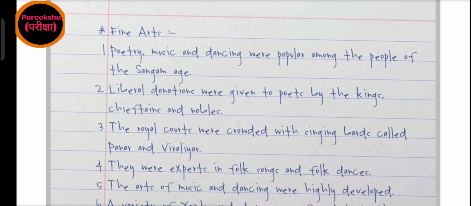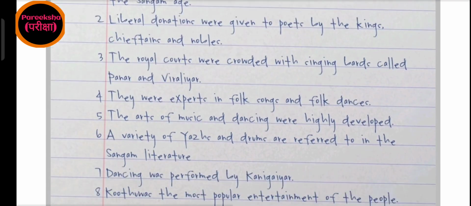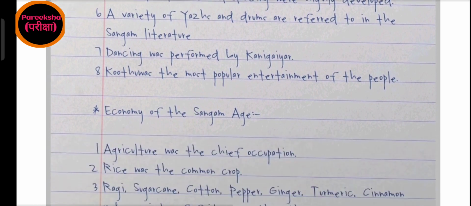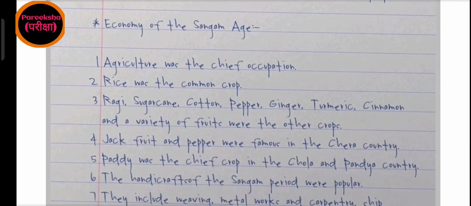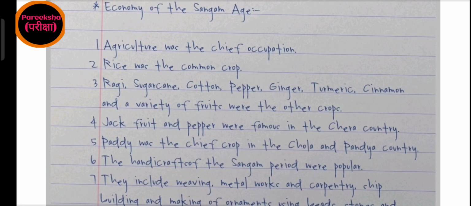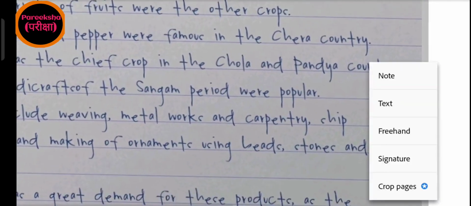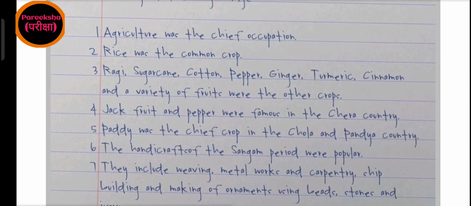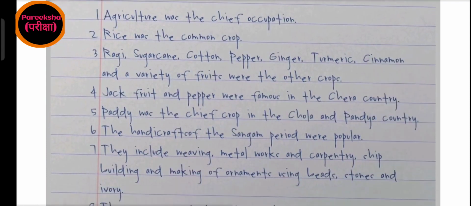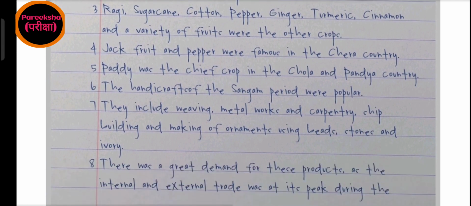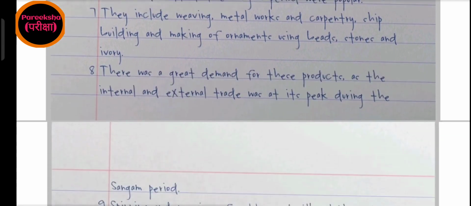You should write about fine arts in the Sangam age. The economy of the Sangam age is also very important. Agriculture was the chief occupation of the Sangam age. Rice was the common crop. Ragi, sugarcane, cotton, pepper, ginger, turmeric. Write about these things.